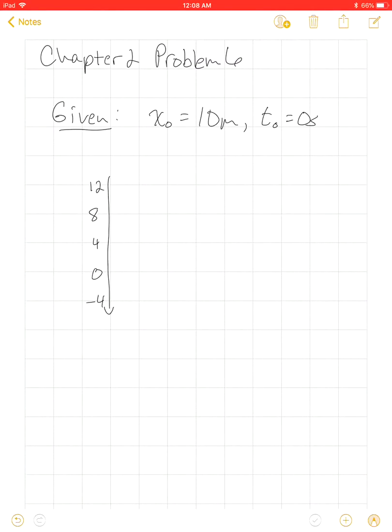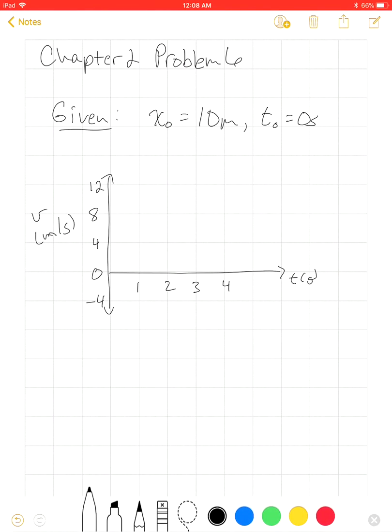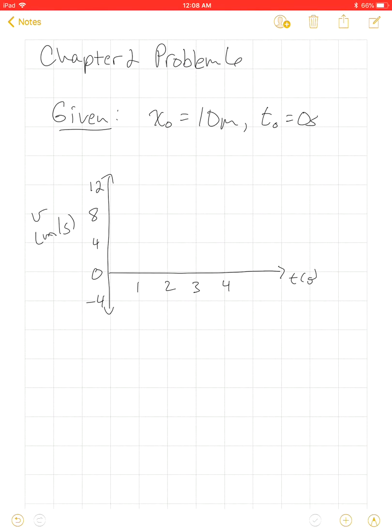So this is the velocity, not the position, okay? And then our horizontal axis, of course, is time. And that goes from 1 to 4. And then our velocity graph, which I think our book likes to put the velocity graphs in green and the position graphs in blue, so that's just a little bit of a hint for you. It's going to go up like that, okay?